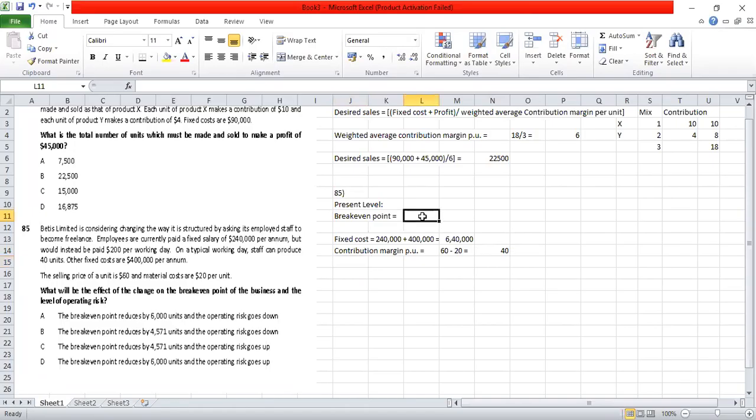How much is break-even point? Break-even point is equal to 640,000 divided by 40. So that is equal to 16,000.